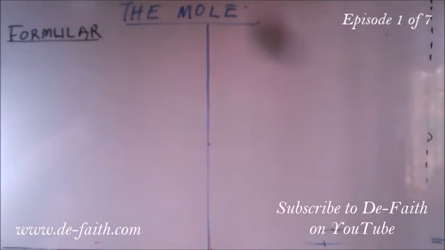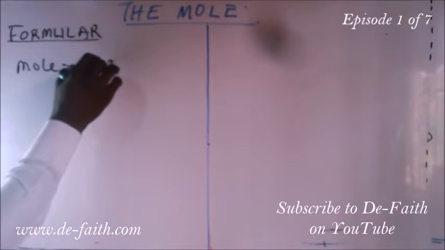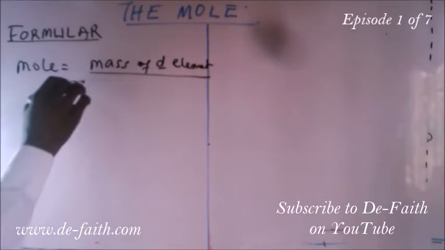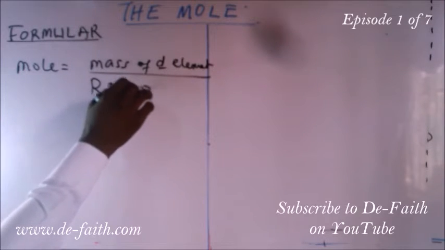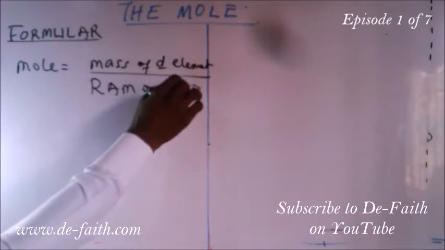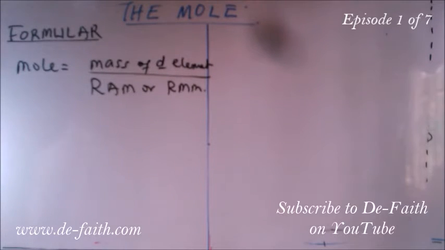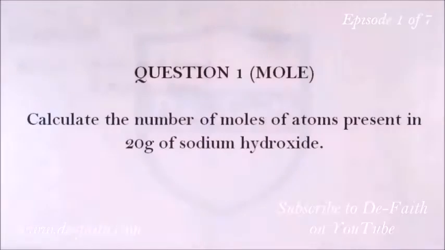Now, when it has to do with mole in terms of formula, we use the formula which is number of moles of a substance equal to the mass of the element divided by the relative atomic mass or the relative molecular mass of the element. Alright, so with this we will take the first question. It says calculate the number of moles of atoms present in 20 grams of sodium hydroxide.